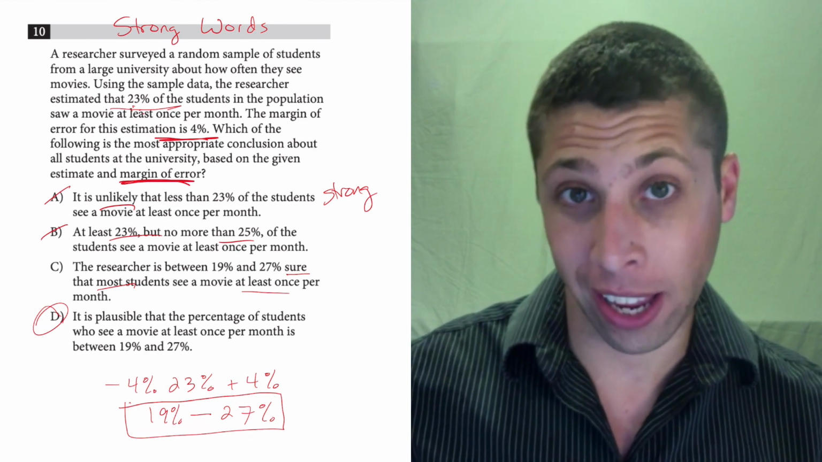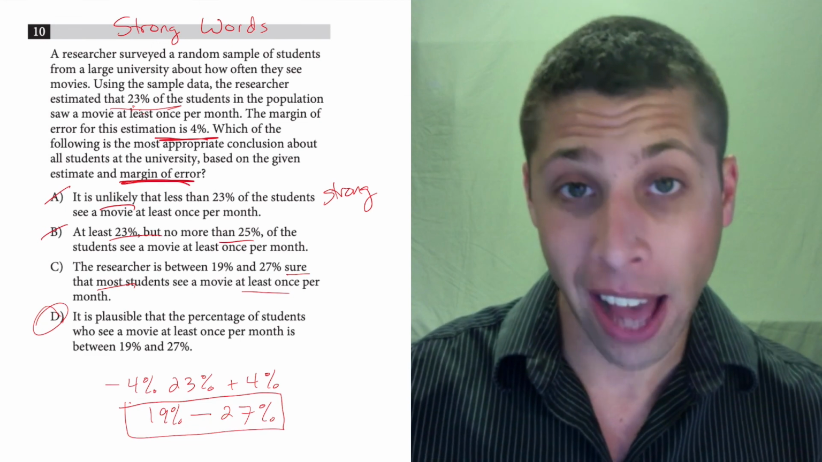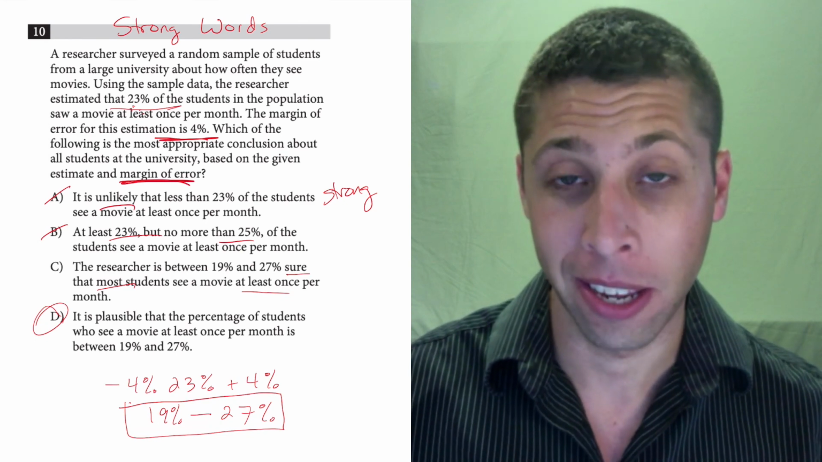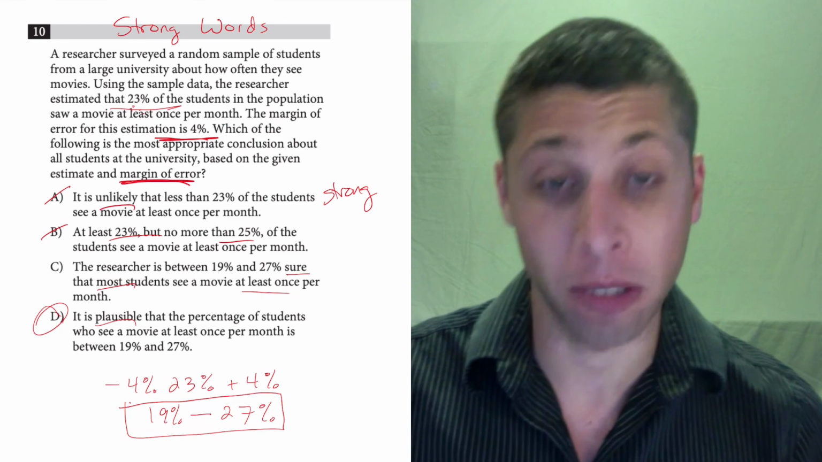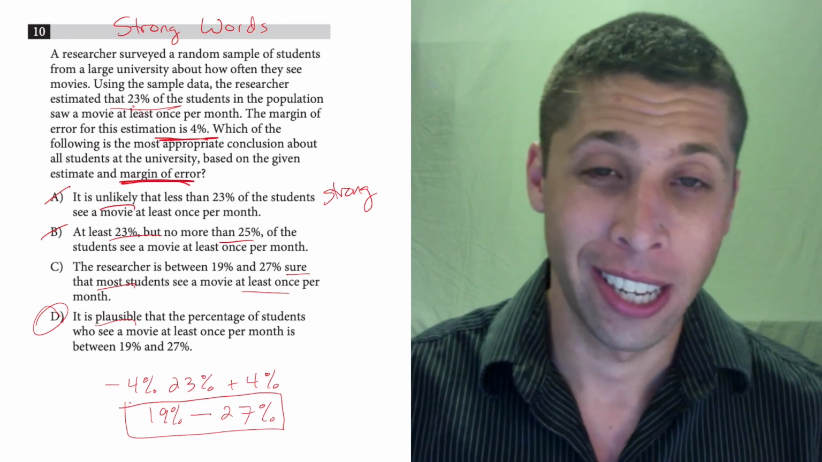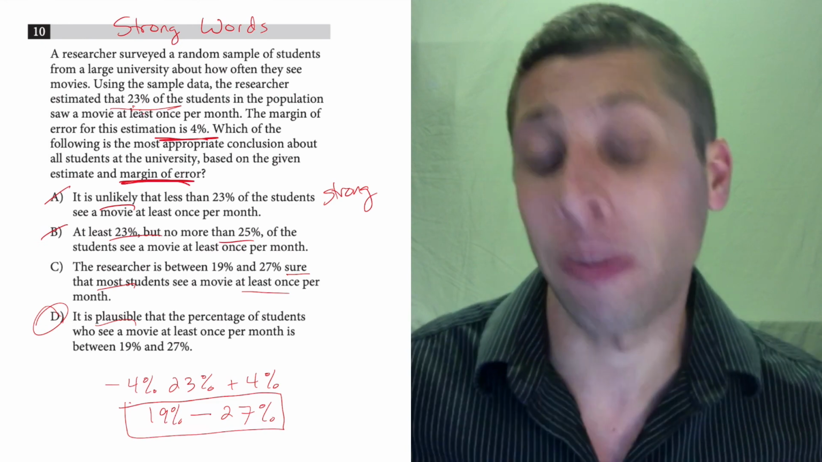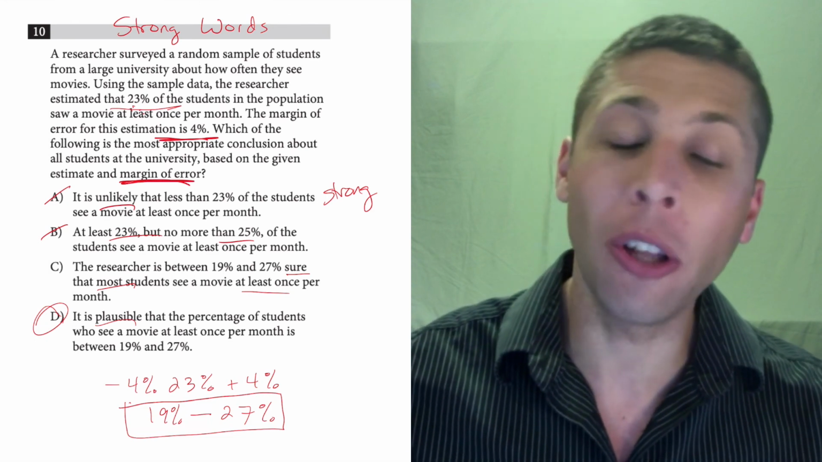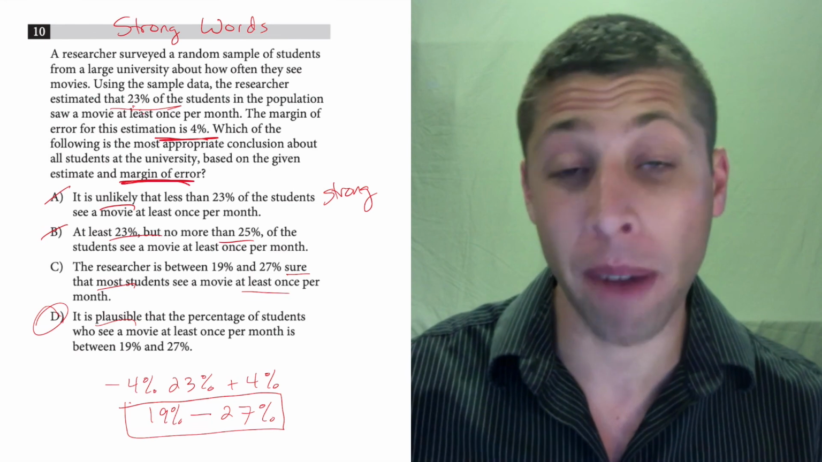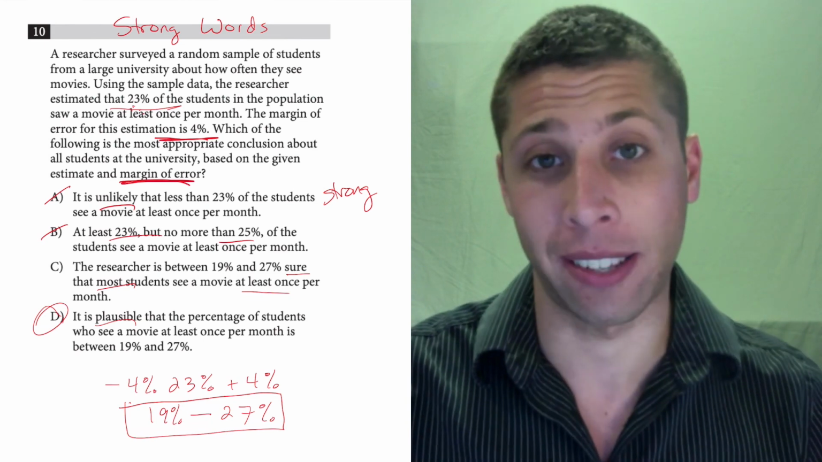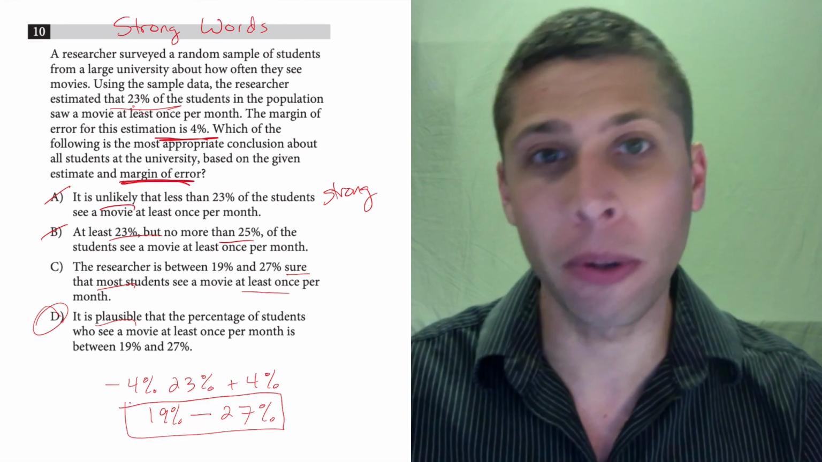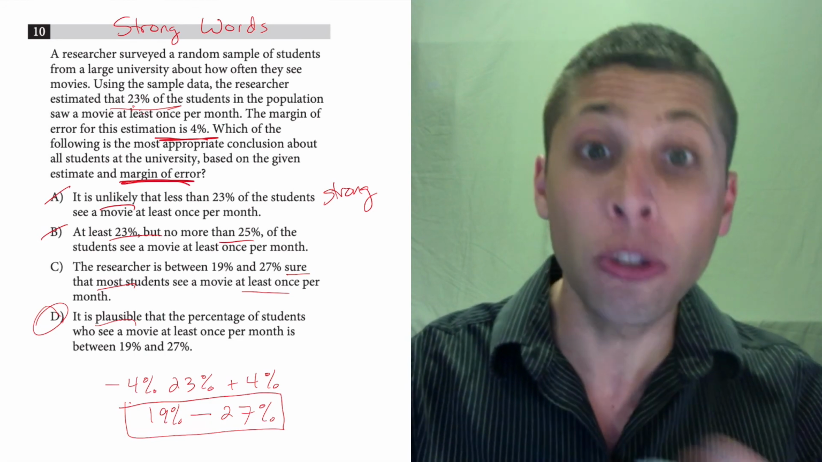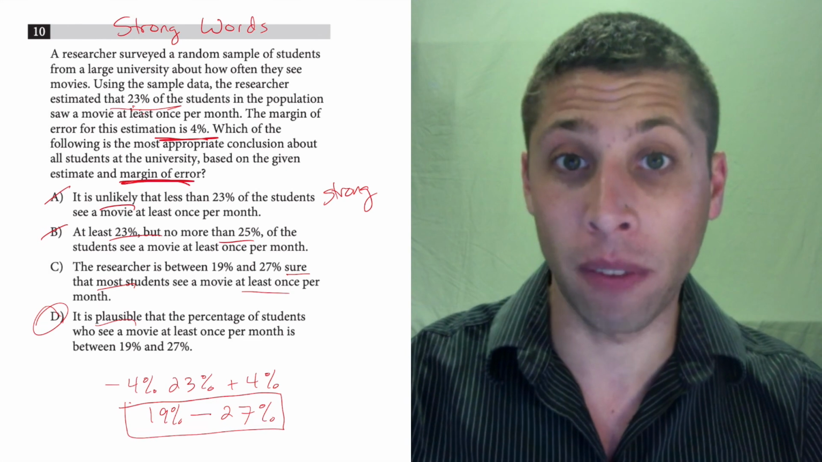So the survey is telling us it's very likely that between 19 and 27% of people see a movie at least once per month. But this choice is really clever. It uses that word plausible, which is weak. It tells us we might be wrong, even with this. It could be 18%. It could be 28%. It's probably not, but we're still open to that possibility, and that's what we have to always keep in mind with surveys: it's a small group of people we're asking. And so there's lots of reasons why we could have asked the wrong people or asked the wrong question or just done something to make a mistake.